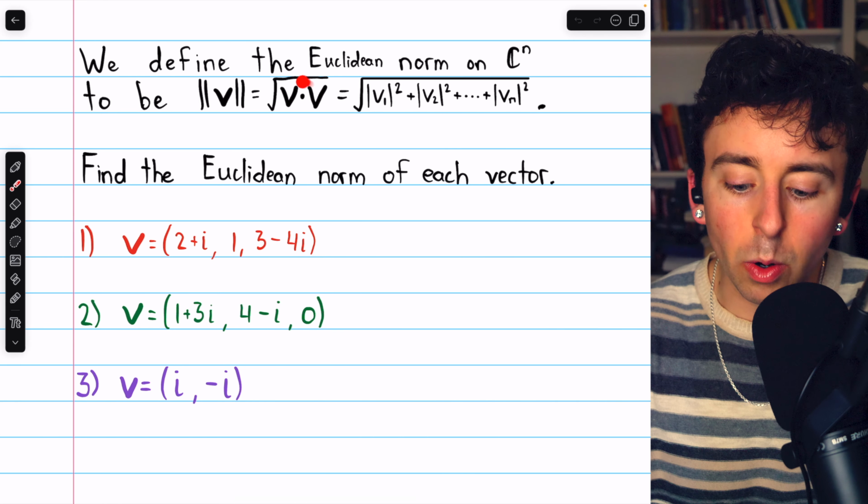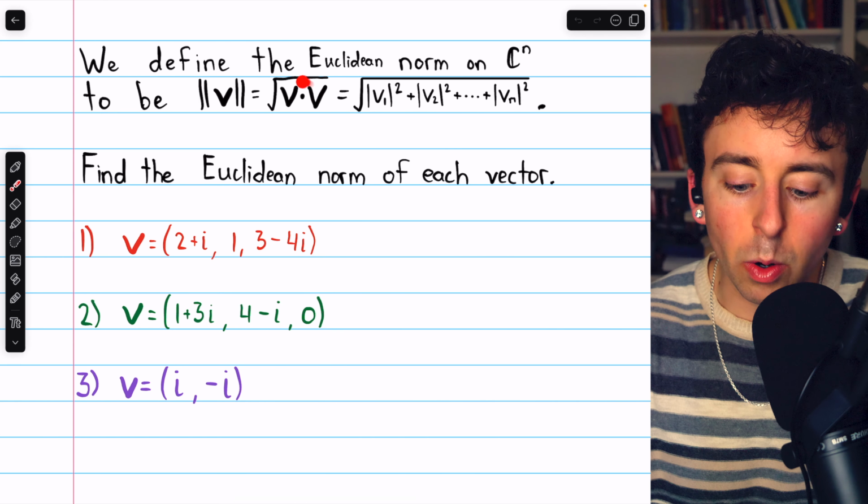Now, if you go through that computation in general, you'll see that v dot v is actually just the sum of the squares of the magnitudes of the individual components of the complex vector v. Keep in mind that each component is itself a complex number. In the first example, we'll go ahead and just use the definition, square root of v dot v. Then we'll try out this shortcut where we just square the magnitudes of the components.